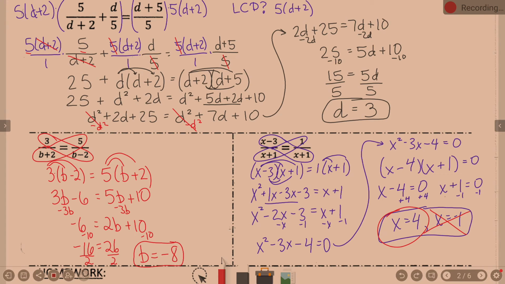I mean, over in this one, when there's a b plus 2, you can't have negative 2. When there's a b minus 2, you can't have positive 2. So it just depends if either of your answers make your denominator equal to 0. That's a no-go. Okay?